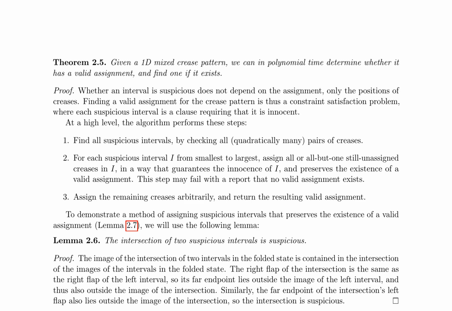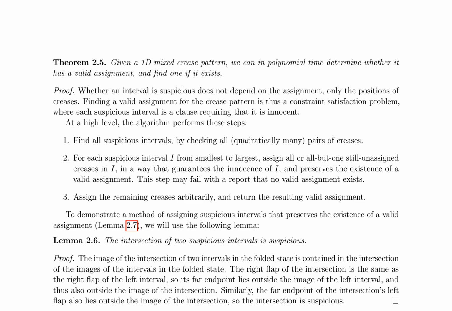Then, for each suspicious interval from smallest to largest, the algorithm assigns all or all but one still unassigned crease within the interval to guarantee its innocence and preserve the existence of a valid assignment. If no valid assignment can be found, the algorithm terminates and reports that there is no valid assignment. The remaining creases are assigned arbitrarily, and the resulting valid assignment is returned.